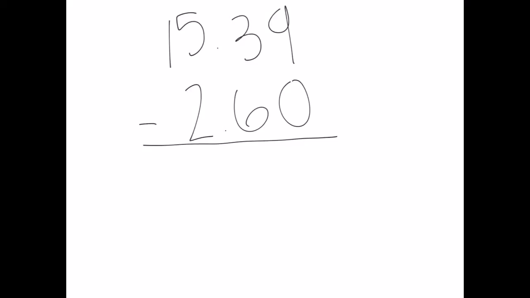So to make the subtraction problem easier, I added a 0 as a placeholder. Now we can subtract easily. 9 minus 0 is 9. You can't do 3 minus 6, so you have to borrow. The 5 becomes a 4. The 3 becomes a 13.